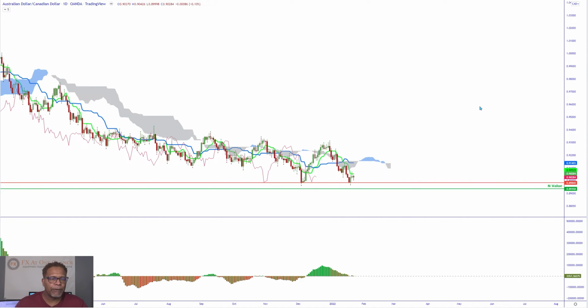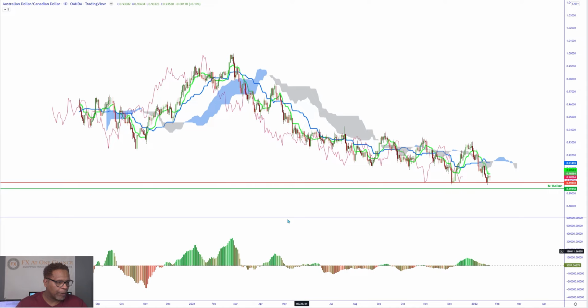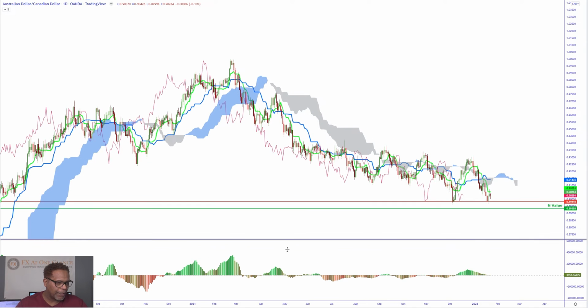I really love using Ichimoku price observation theory. And I love using the wave analysis because it helps me to understand the structure of the market and where the market's going. So I'm looking at this Aussie CAD. Down on my chart, I have this cumulative volume. Really like this a lot too.